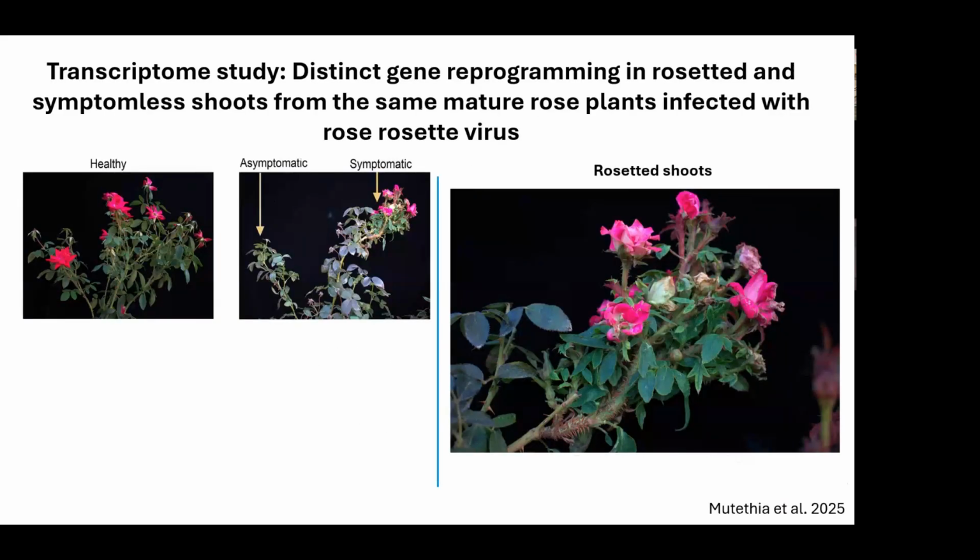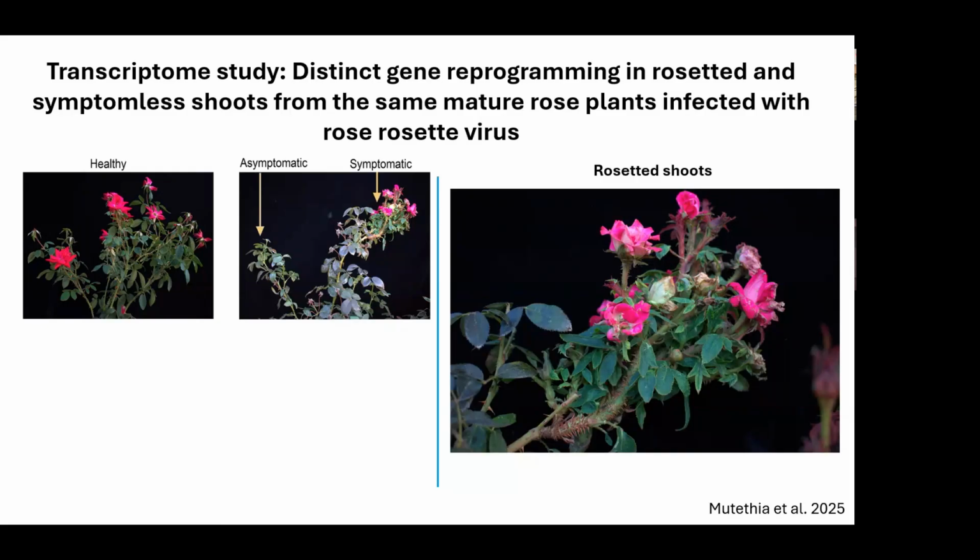Today I'm going to present the transcriptome study we did and published this year in August, on gene reprogramming in rosetted and symptomless shoots from the same mature rose plant infected with rose rosette virus. Rose rosette virus is so interesting because it causes rosetting on one branch, whereas the other branch looks healthy.